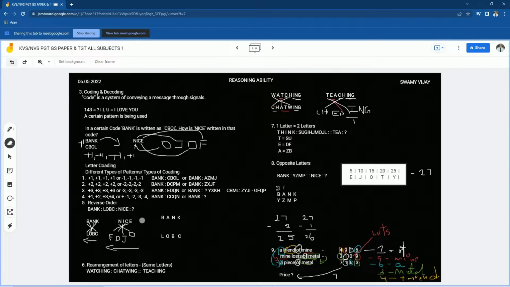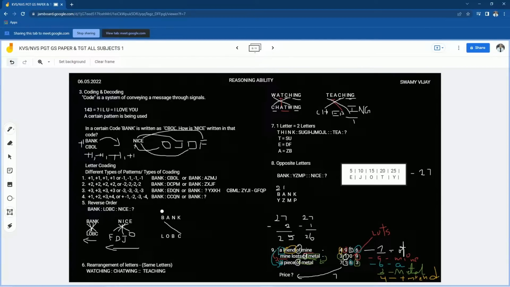Now let us come back to the plain question. Priti, are you there? Yes, sir. Now BANK has been written as LOBC, correct? Yes, sir. Now tell me the arrangement of these letters. What is next to B? A is there. Next, plus 1. Okay, C. Now where is C being written? At the last.